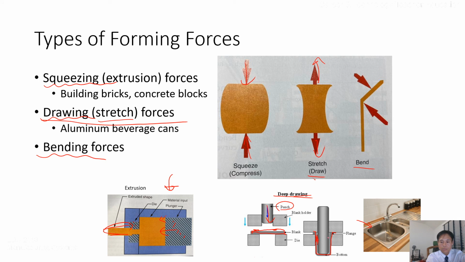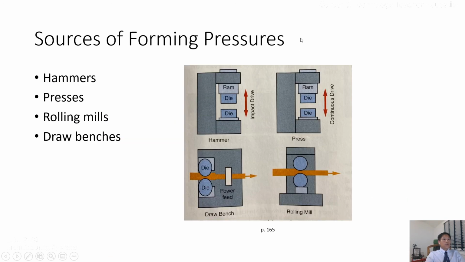The surface is stretched by pushing this force. Then it creates certain shapes, and the aluminum can is mostly created by this deep drawing using stretch force. And then the third is bending. Bending is so simple. All right, so this will be the last one.